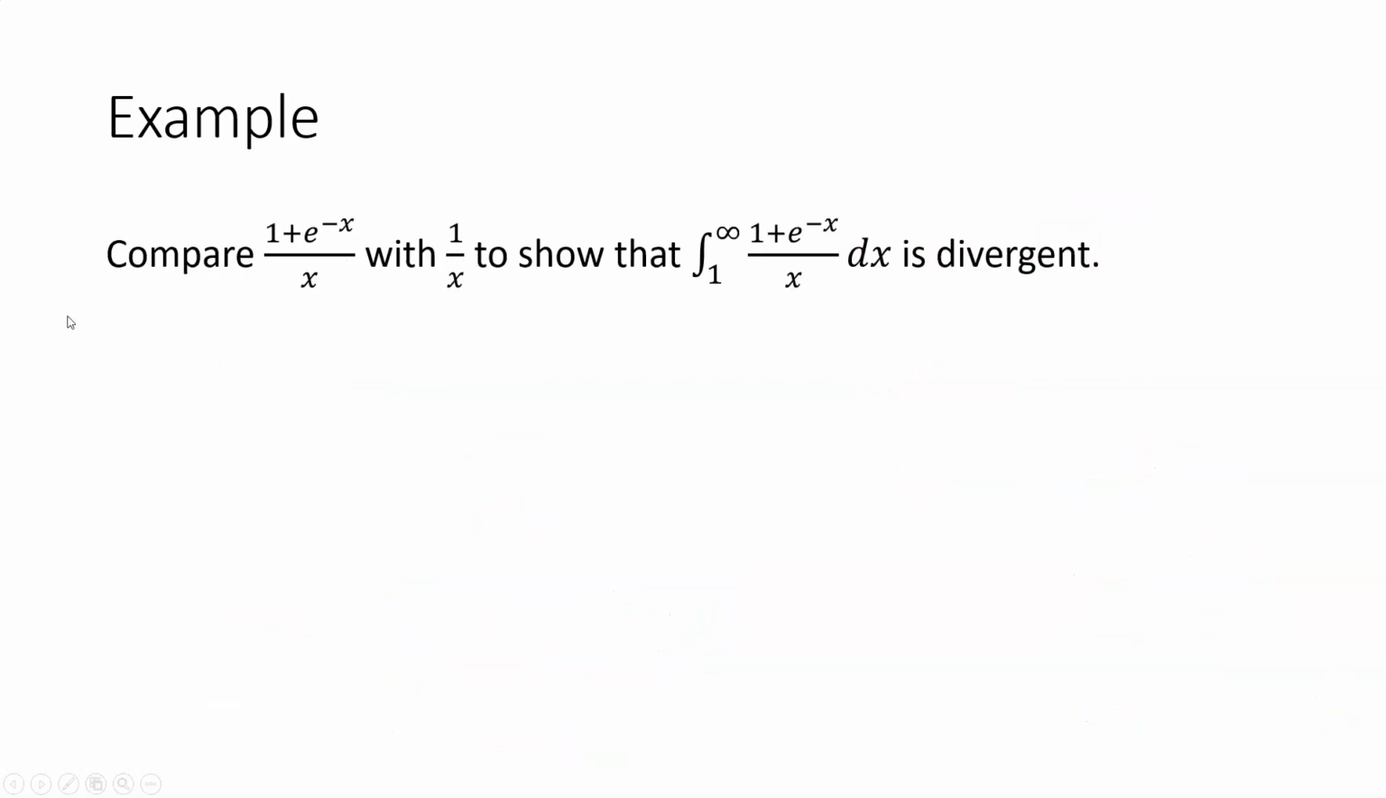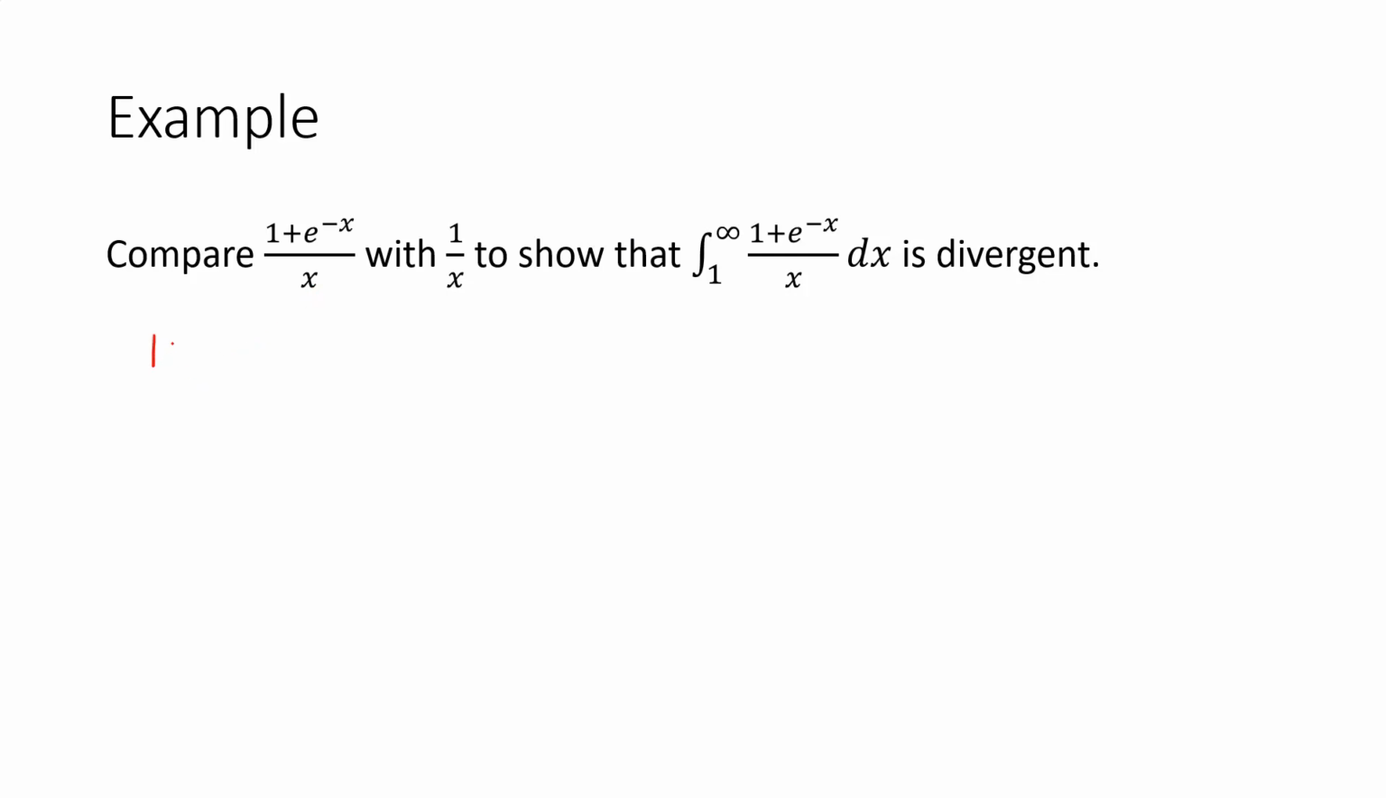Let's try another example. Here we want to compare the function 1 plus e to the negative x over x with the function 1 over x to show that the integral from 1 to infinity of 1 plus e to the negative x over x is divergent. So now we're trying to show divergence. So we want to show that this integral here is actually bigger than something that is infinite. That will show that it's divergent.